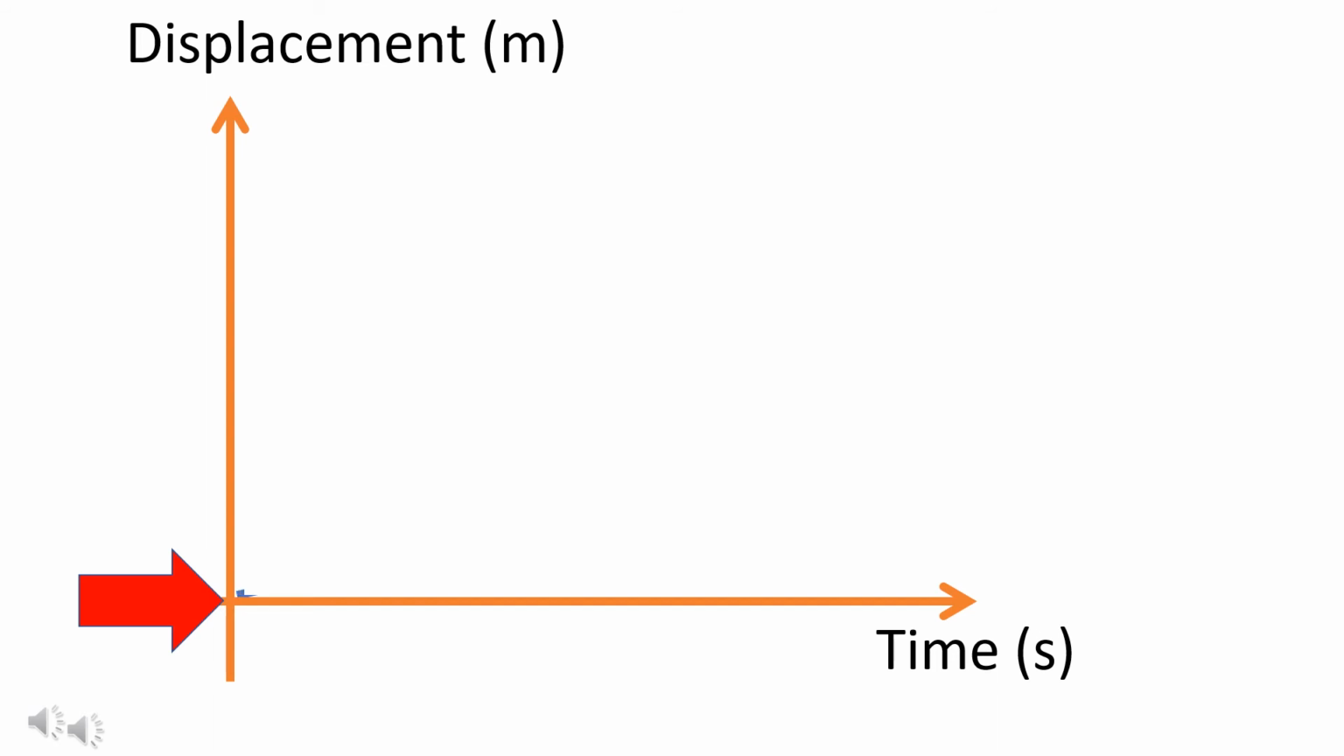Once the object is released, it falls with a low velocity. This can be seen in the small value of the gradient. During free fall, the object falls with higher velocity than its initial velocity. This can be seen in the greater value of the gradient of the graph.